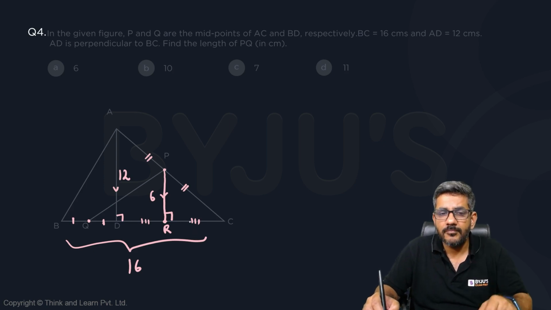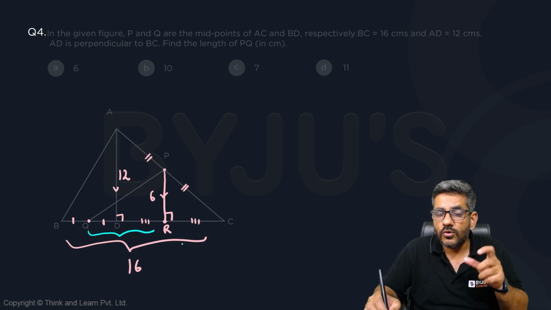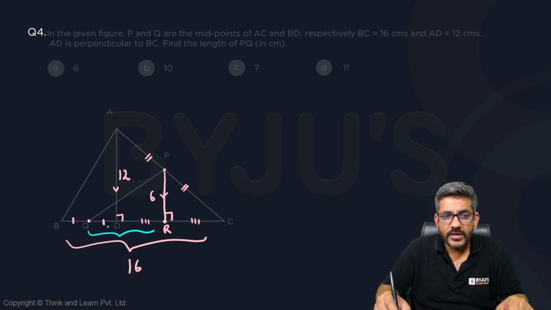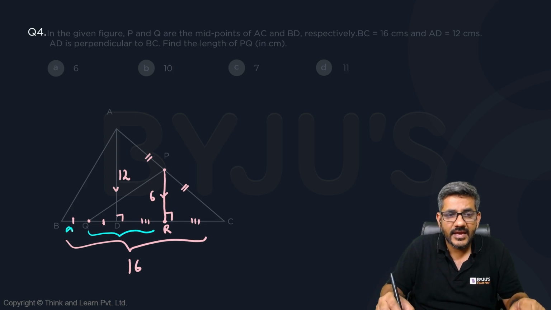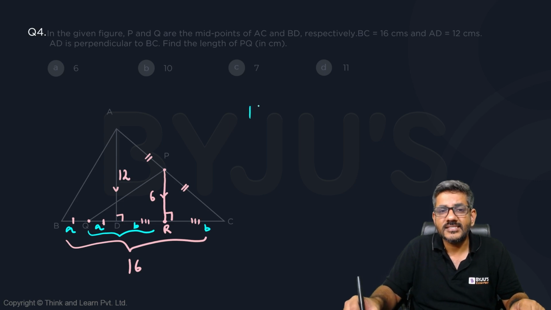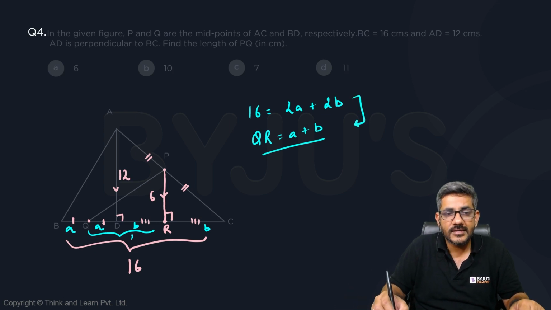Now, to find the length of PQ, I just need the length of QR. If you closely look at this part, QD is half of BD, and this part DR is half of DC. So can't I say that QR is actually half of BC? Let's call this A, so this would also be A. Let's call this B, so this would also be B. So what is 16? That is BC. It is A plus B plus B, that is 2A plus 2B. And what is QR? QR is A plus B. Isn't A plus B exactly half of 2A plus 2B? So that means this QR is going to be 8.